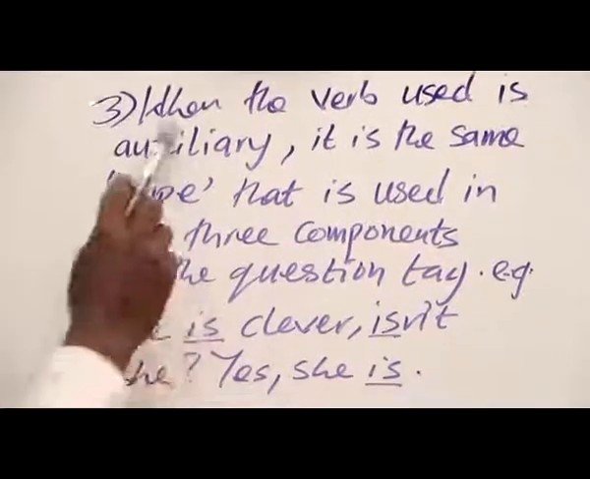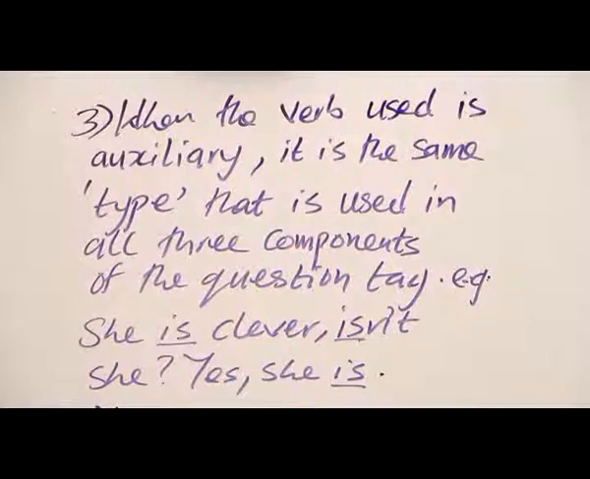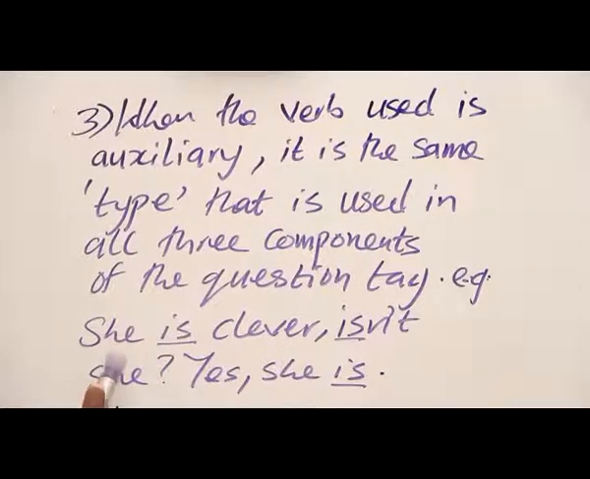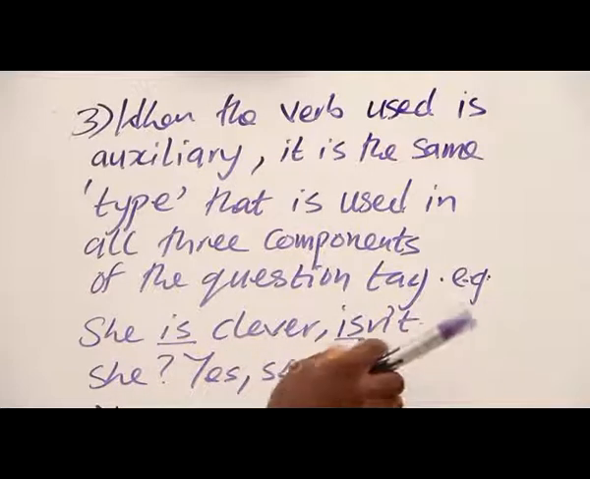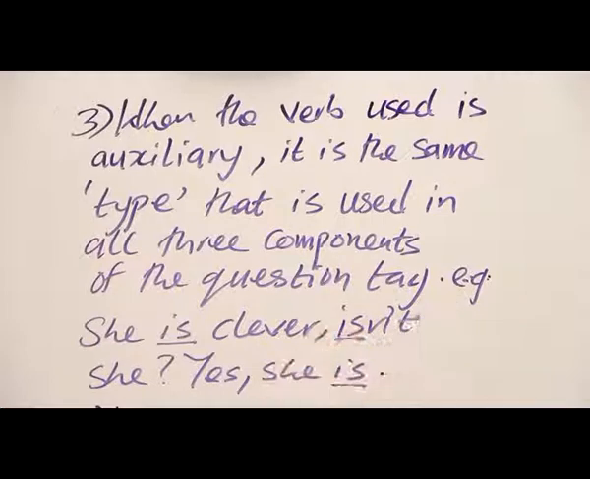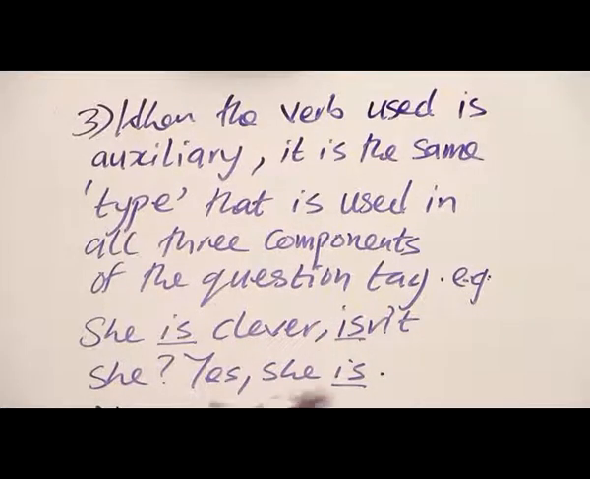Hint number three. When the verb used is auxiliary, not a main verb, it is the same type that is used in all three components of the question tag. Now, look at the example to illustrate. When the verb used is auxiliary, it is the same type. You don't change. She is clever. Isn't she? Yes, she is. Now, this is not the issue of positive or negative. We are looking at the type of verb, which is. I won't move to, she is clever, wasn't she, and move to was. No. You can't change from this type to another. Or, she is clever, aren't she? No, that won't work. So, you must use that same type of verb, is. That's why I underline only is and left the NT, because it's not the issue of positive or negative. You can see is running through the three components of the question tag. So take note of that hint as well.